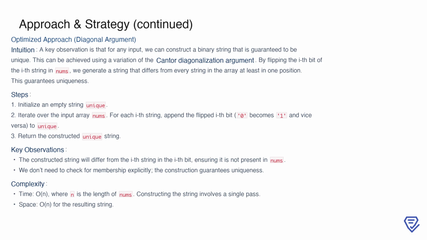The steps are simple: initialize an empty string, iterate over the input, flipping the bits as described, and return the result. Key observations here include the fact that this construction inherently ensures the new string is unique, eliminating the need for set lookups or additional verification. In terms of complexity, this approach is highly efficient, with time complexity of O(n) for a single pass through nums and space complexity of O(n) to store the resulting string.